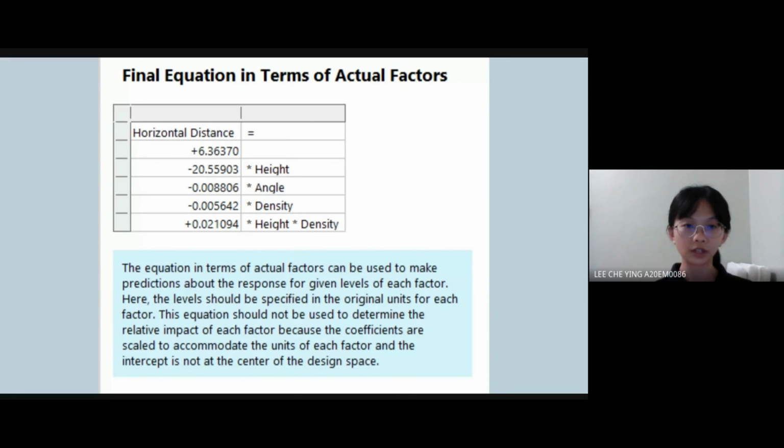Next, this is the final equation in terms of actual factors. The equation in terms of actual factors is used to make predictions about the response for given levels, which should be specified in original units for each factor. This equation should not be used to determine the relative impact of each factor because the coefficients are scaled to accommodate the unit of each factor, and the intercept is at the center of the design space.